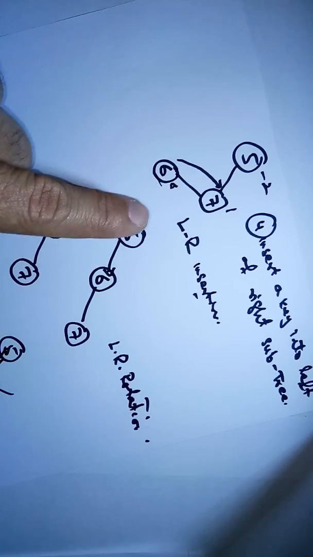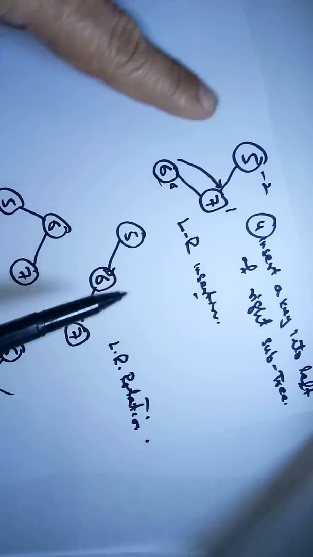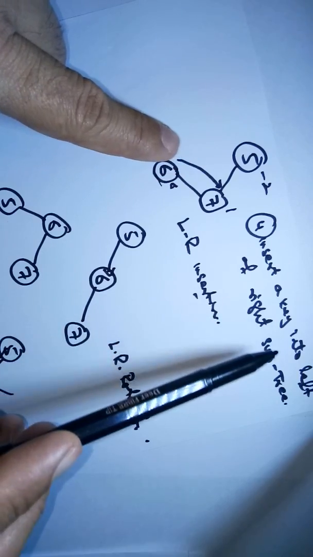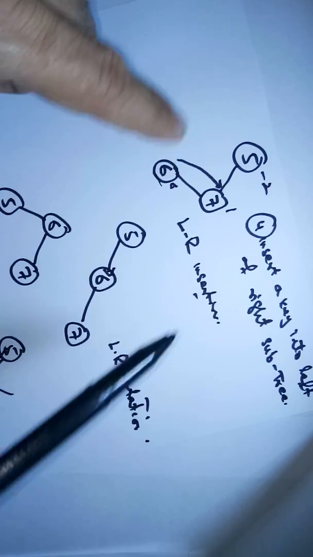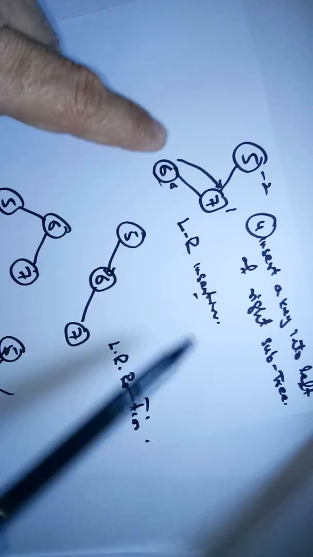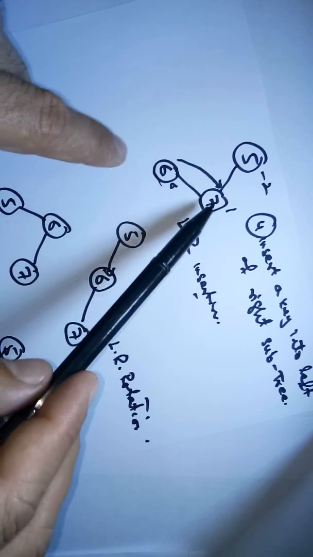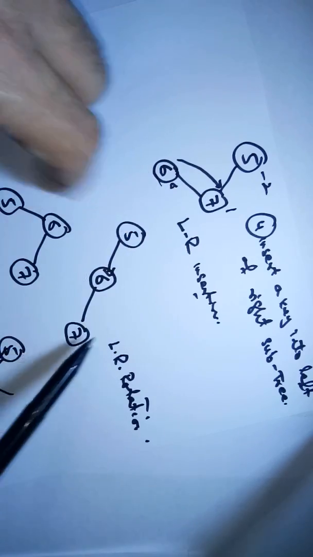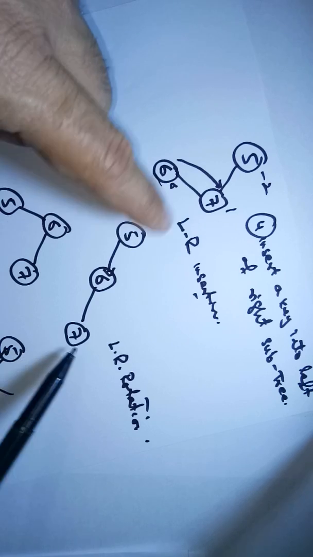And then case number 4: this happens when we insert a key into the left of the right subtree. If this happens, we need to perform the LR rotation. First of all, perform the right rotation, and then rotate the whole thing to the left. So these are the 4 rotation rules.